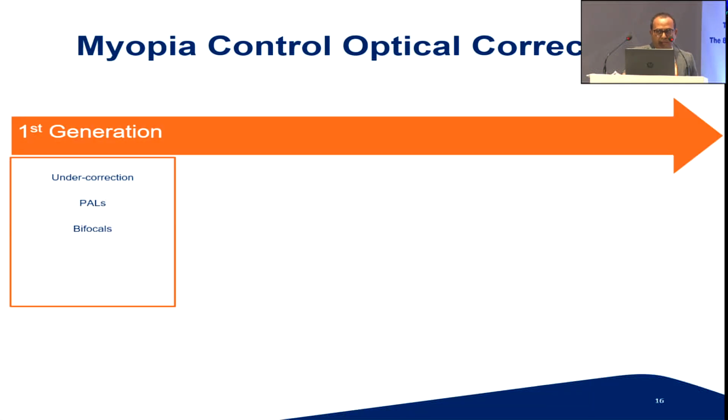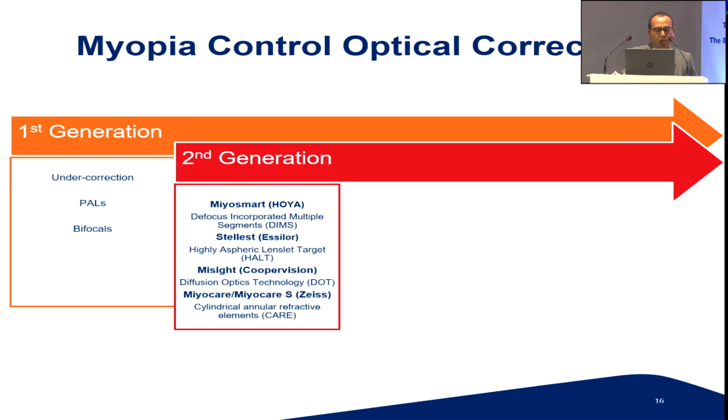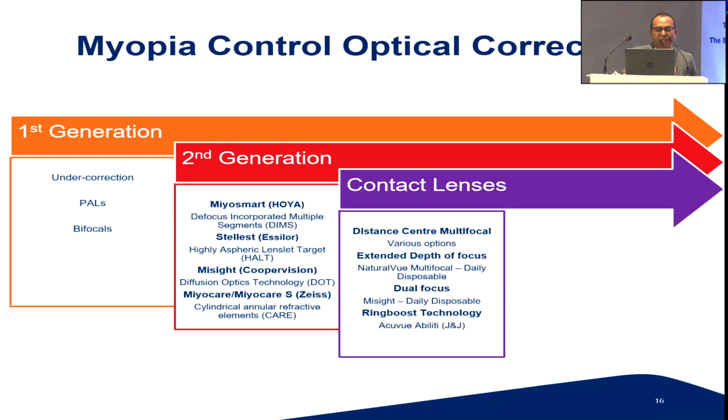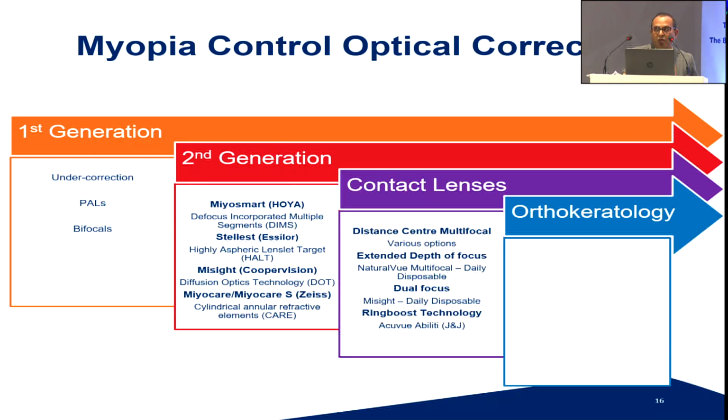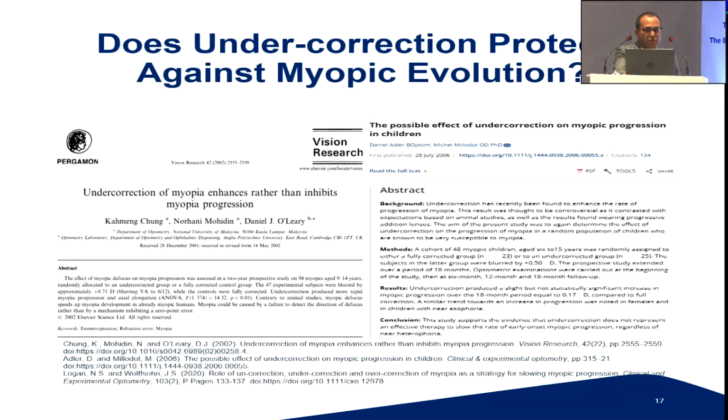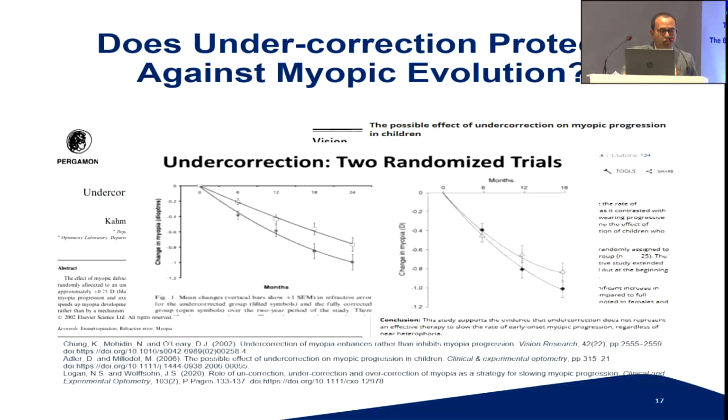We have a few choices for optical correction, like the first generation, which works on the accommodative lag theory, and the second generation, contact lenses and orthokeratology, which all work on the hyperopic defocus theory. So we'll go through it. Does under correction work? Two landmark clinical trials have been done, and both have shown that under correction will progress faster.